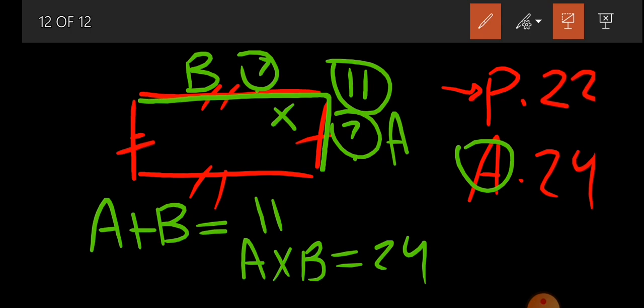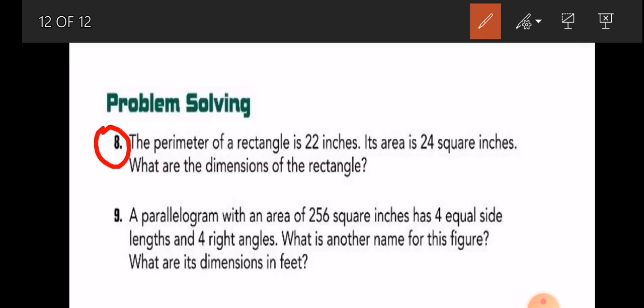Let's try. How to get 24? Multiply what by what? 2 multiplied by 12. But if I add 2 and 12, I get 14. I want 11 just, so it's not correct. Then 3 times 8 gives me 24. If I add them, I get 11. Yes, I get 11. So it means 3 inches and 8 inches. These are the two dimensions.